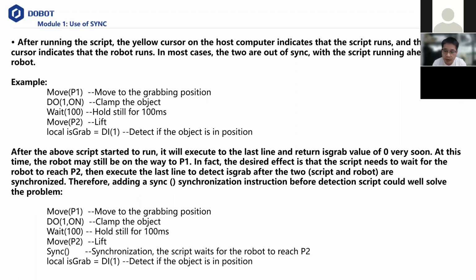Our desired effect is that the script needs to wait for the robot to reach P2, then execute the last line to detect its state, after the script and the robot are synchronized. Therefore, we add the Sync synchronization instruction before the detection script to solve the problem.